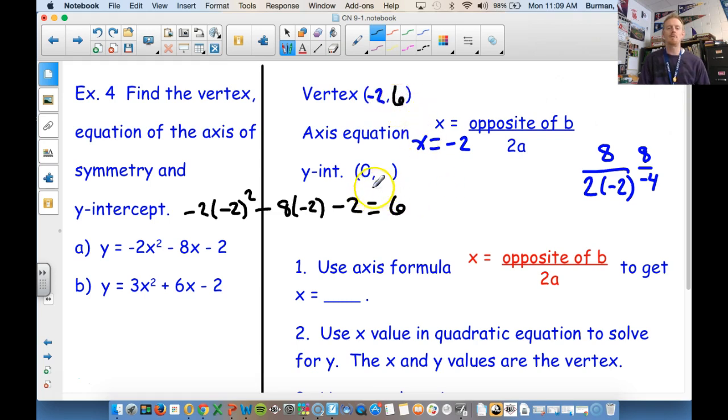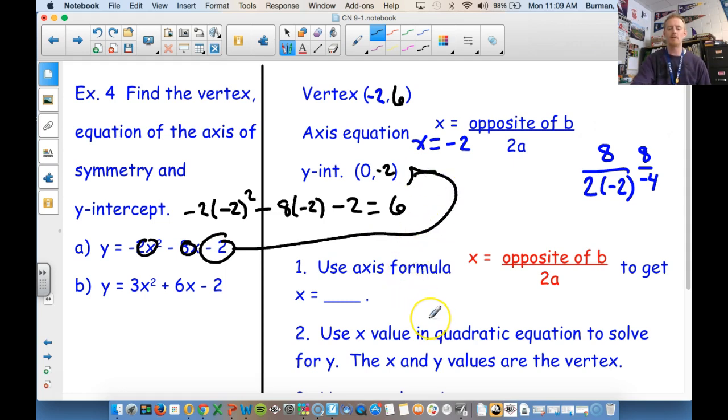Now the y-intercept is when x is equal to 0. So if we put zeros in for x here, that's going to cancel out, that's going to cancel out. My y-intercept is going to be at 0, negative 2. So this number just comes in for my y-intercept.